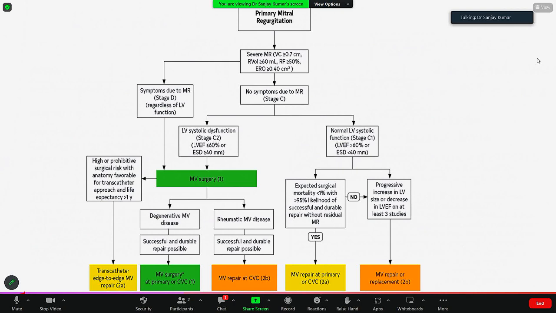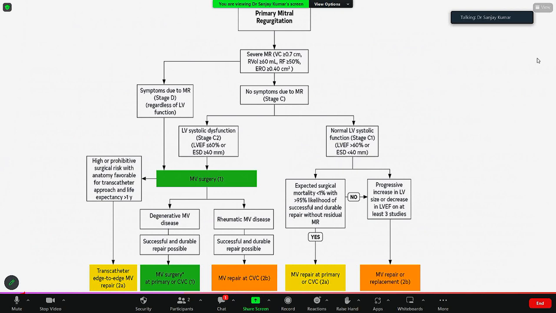regardless of the LV function. Because in the majority of these patients, if the ejection fraction starts dropping, they develop LV dysfunction. In a normal LV with severe MR, we expect the ejection fraction to be at least 65 and above. If it starts coming down, then there is systolic dysfunction, LV dysfunction. So regardless of the LV function, subjecting this patient to mitral valve surgery is a class 1 indication.